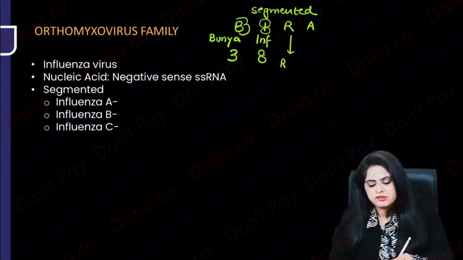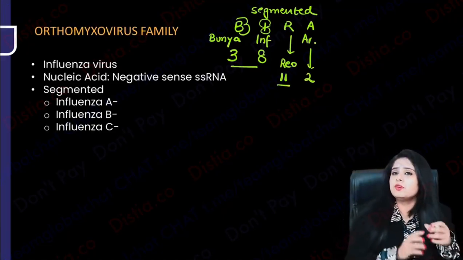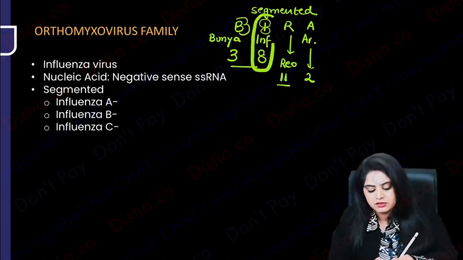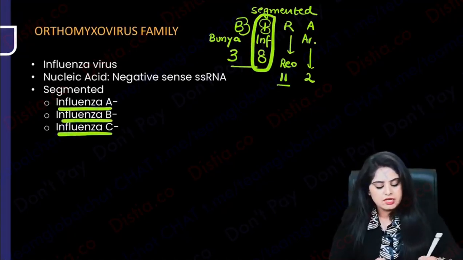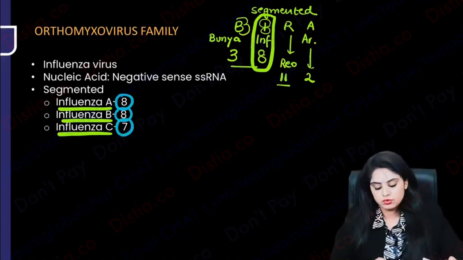Finish this off. What is this? Reovirus. Reovirus had 3 plus 8, 11 segments. And then we had arenavirus that had 1 plus 1, that is 2 segments. Did you remember, everyone? I told you that the basic chapter is your most important chapter. So now how many for influenza? 8. Please note, influenza is of 3 types, A, B and C. Almost 8 is what I'll say. It is 8, 8 and the last one actually has 7 segments. So 8, 8 and 7 is what you should know.